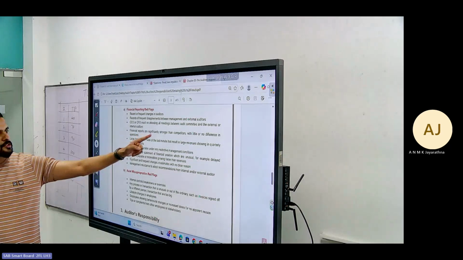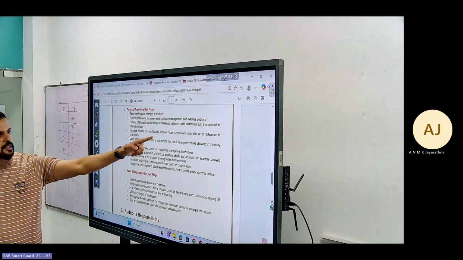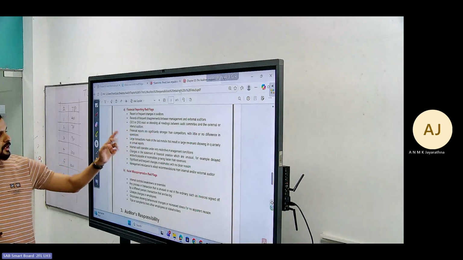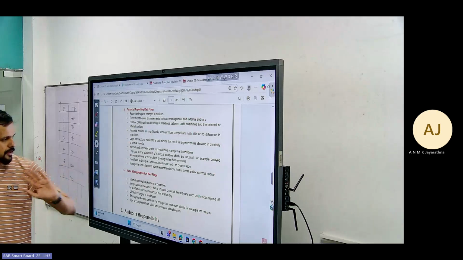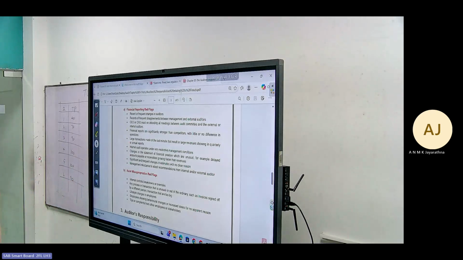Financial reports are significantly stronger than competitors, with little or no difference in operations. Take last transactions. Okay, fine. One by one, we will discuss. So that is one of the red flags. Next point, the structure of compensation packages for both CEO and CFO will depend on profit. Red flag.